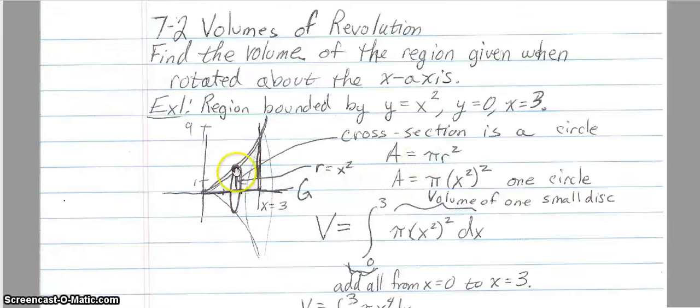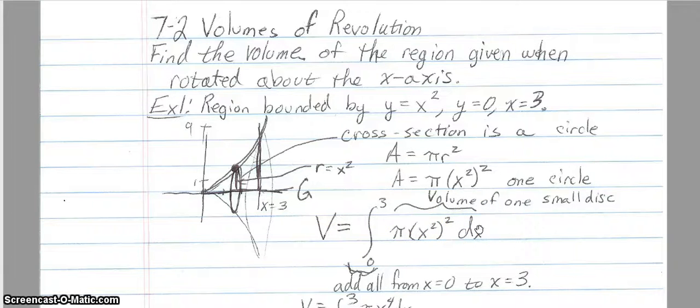Okay, back to this figure. What's that radius? From y equals x squared to the x-axis. Plug that into our formula, pi r squared. That's the area of one circle. When we multiply by dx, we get the volume of one little disk: area of the base times the height, the thickness of it.